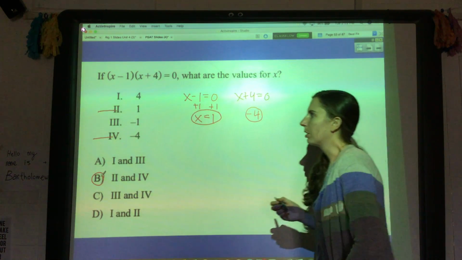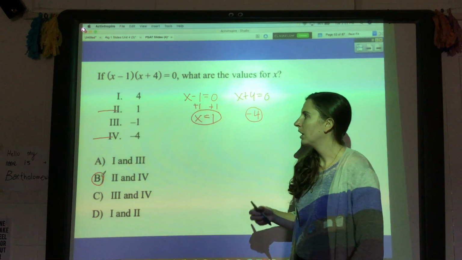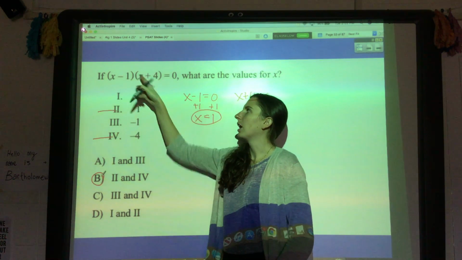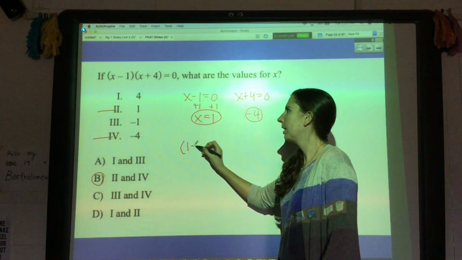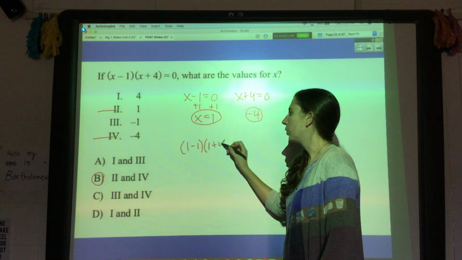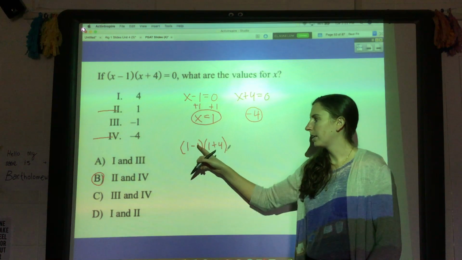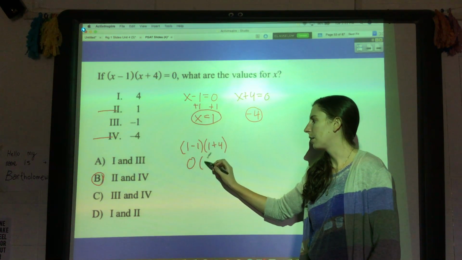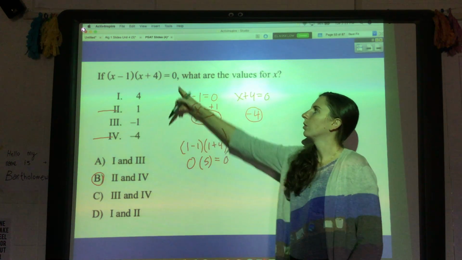Again, this is one where you could plug them in and see if it works too. Like if I plug in 1 for x, I get 1 minus 1, 1 plus 4. 1 minus 1 is 0, times 5 is 0, so it works, it gave me 0.